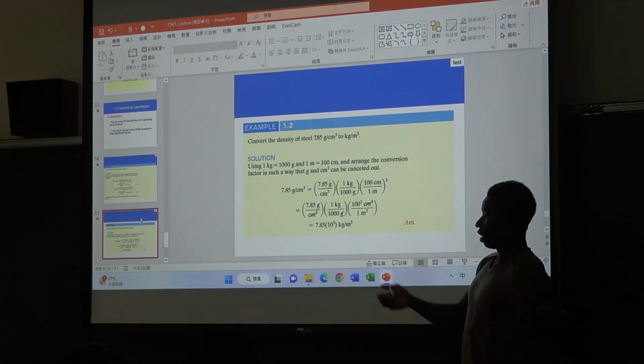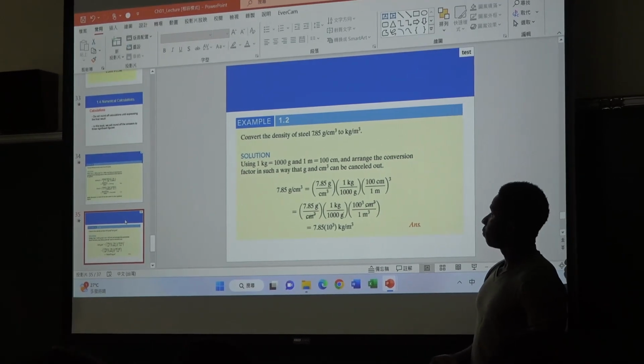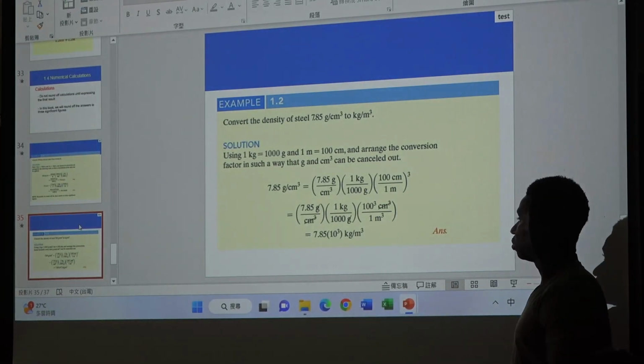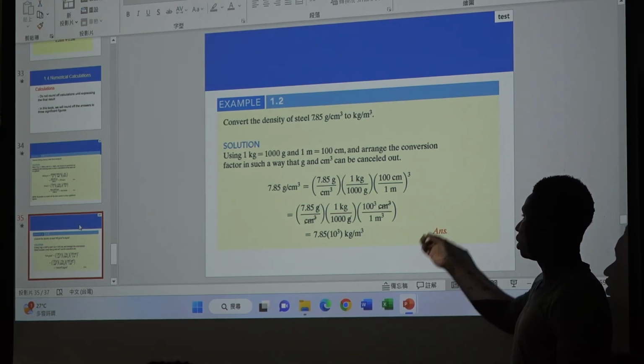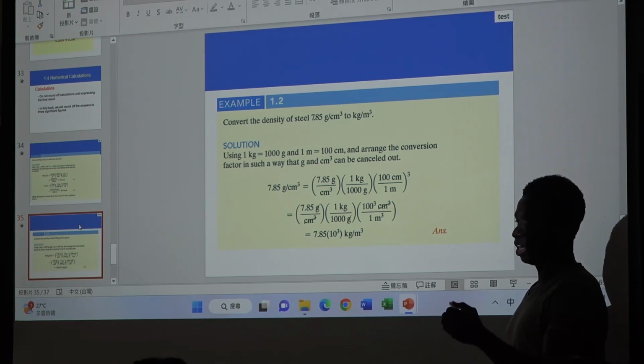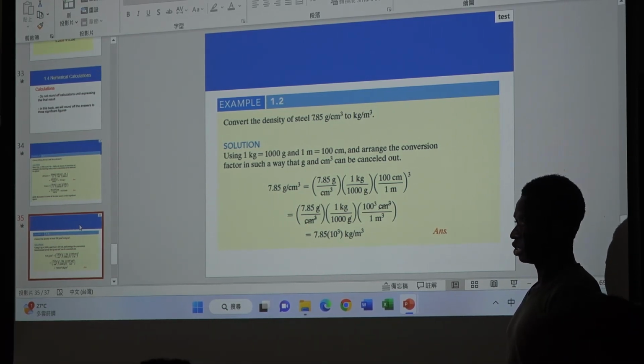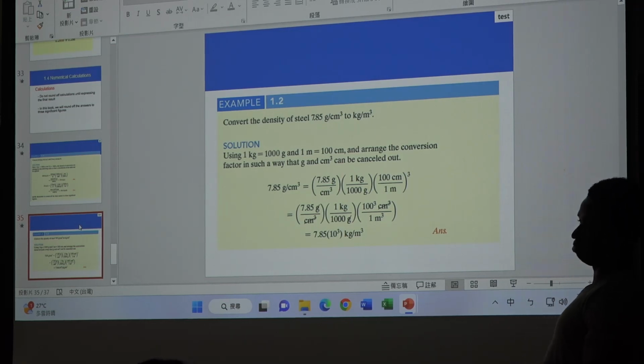So I think for the next hour we can move on to do a little bit more handiwork, forces and vectors. But before that, I think the unit conversion, everyone is quite okay with that, I assume.